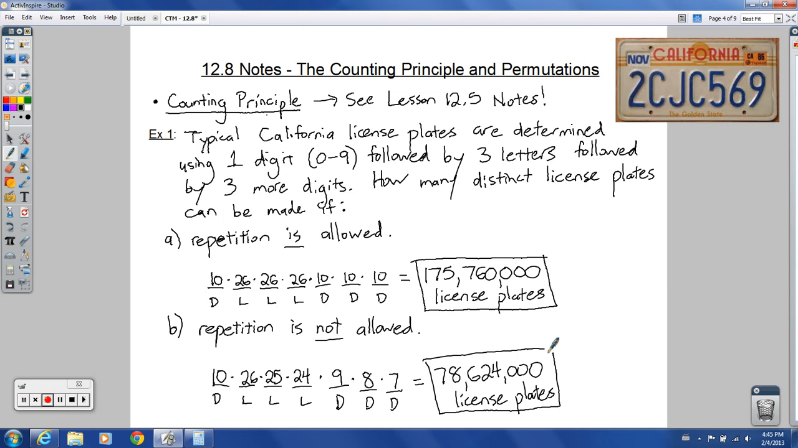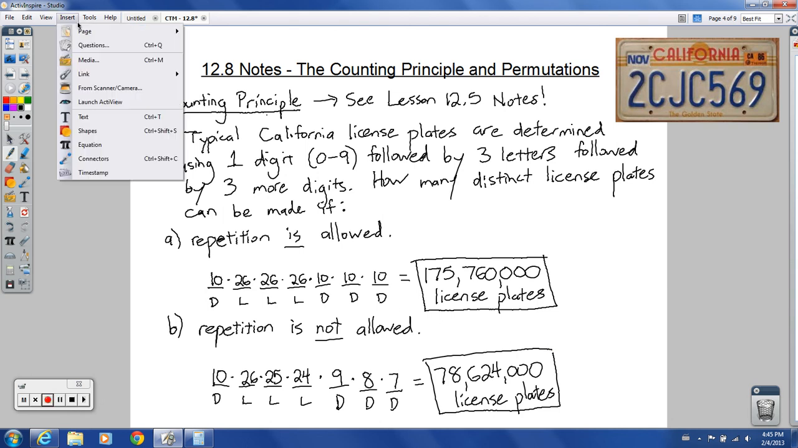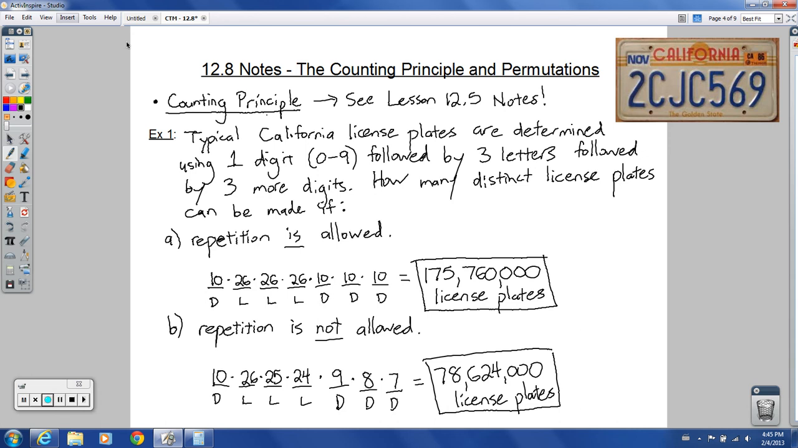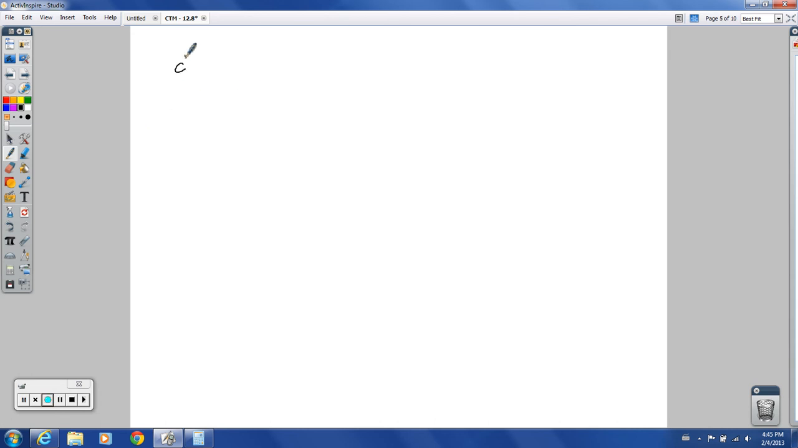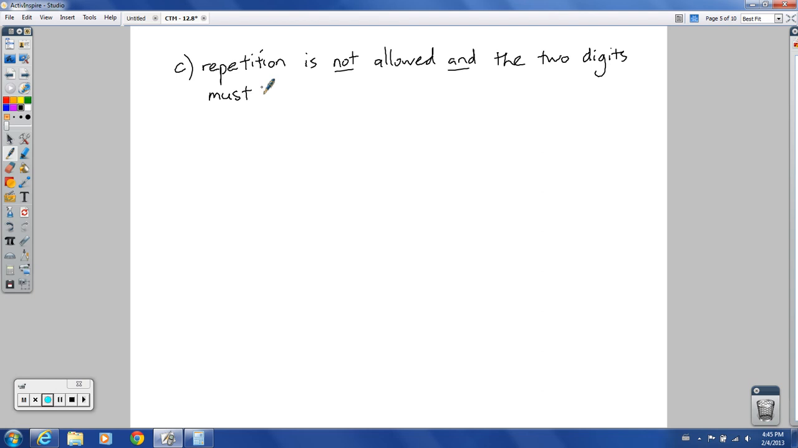No repetition allowed. And I'm going to insert a page in here. I need one more page for part C. Okay, let's say repetition is not allowed. Let's stay in the same. Repetition is not allowed. And one more thing, the last 2 digits must be, we're going to say they must be 34. So the last 2 digits have to be 34.